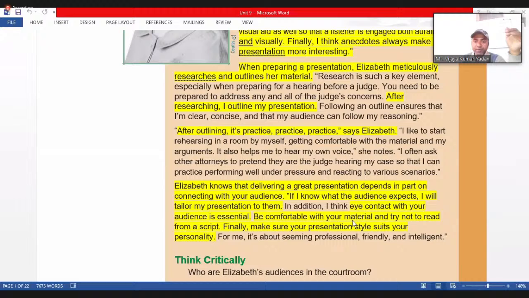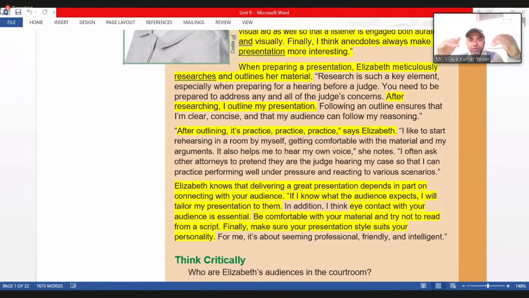Be comfortable with your material and try not to read from a script. Finally, make sure your presentation style suits your personality. Whatever style of presentation you have followed, that presentation is suited to your personality.